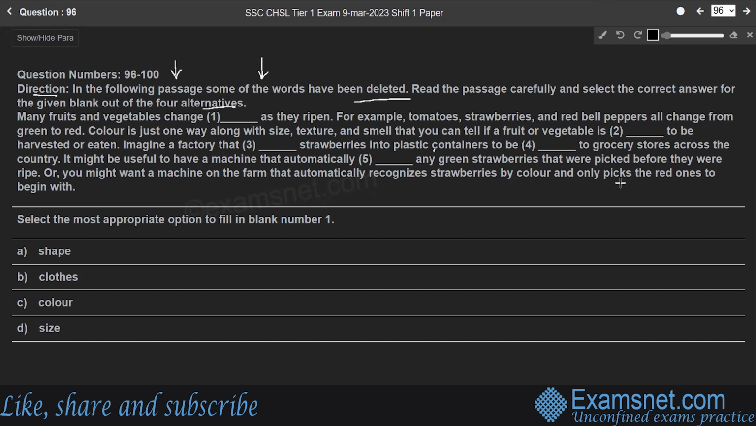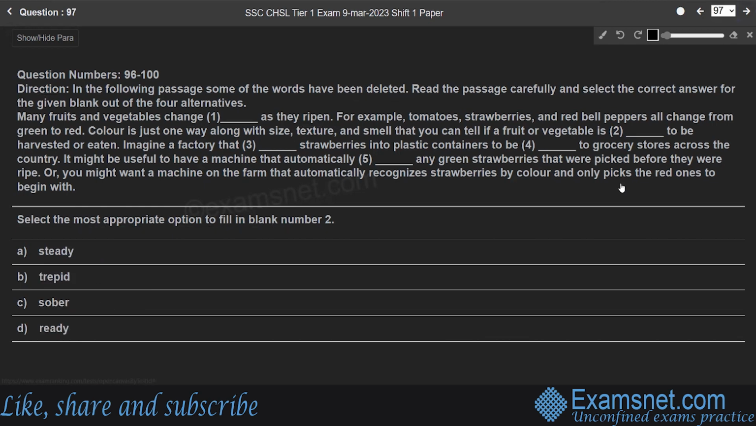Many fruits and vegetables change dash as they ripen. So here, select the most appropriate option to fill in the blank number 1. So options are shape, clothes, color, and size. So many fruits and vegetables change color. So option C is the correct answer. So change color as they ripen, right? So option C is the right answer.